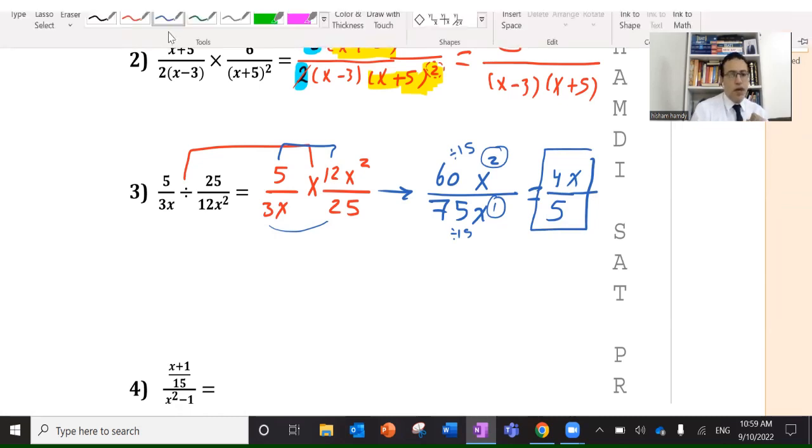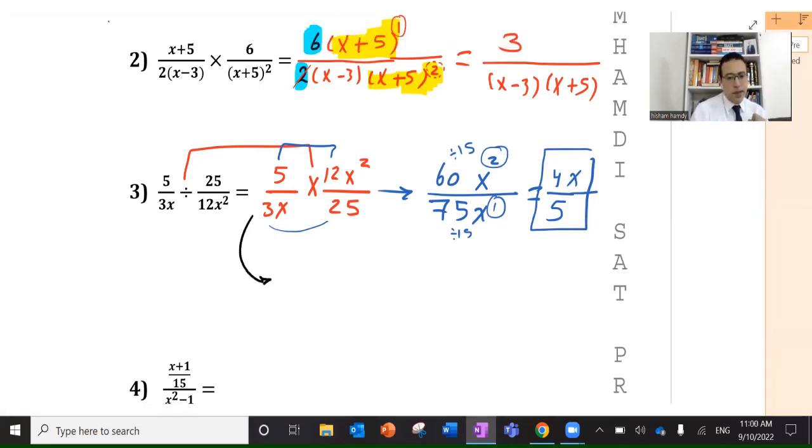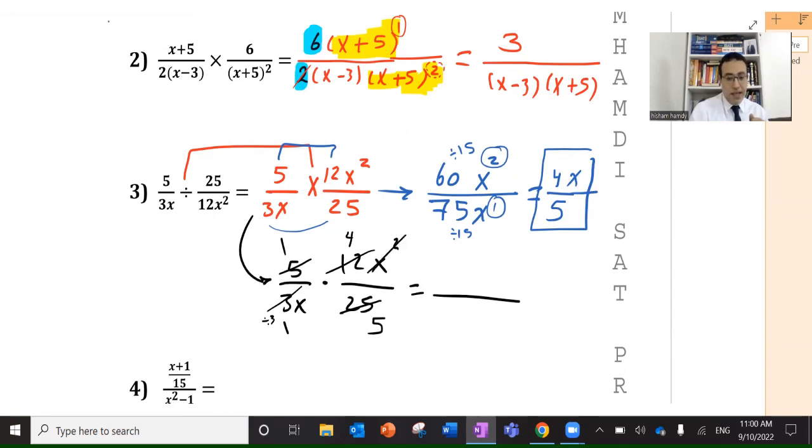Or, I can write it as 5 divided by 3x multiplied by 12x squared divided by 25. Divided by 3 here gives me 1. Divided by 3 there gives me 4. Divided by 5 gives me 1. Divided by 5 gives me 5. So directly, divide x by x and x by 1. So down 5 and up 4x. So I can multiply, then simplify, or I can simplify, then multiply.